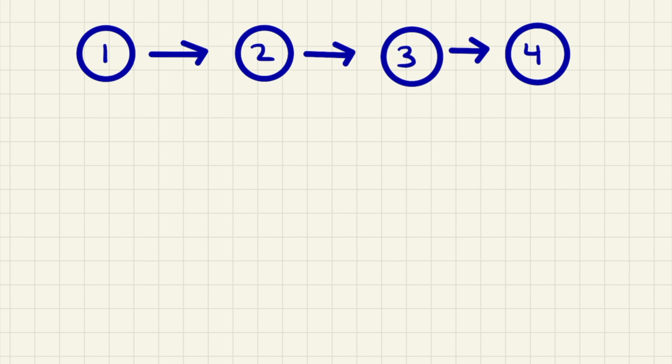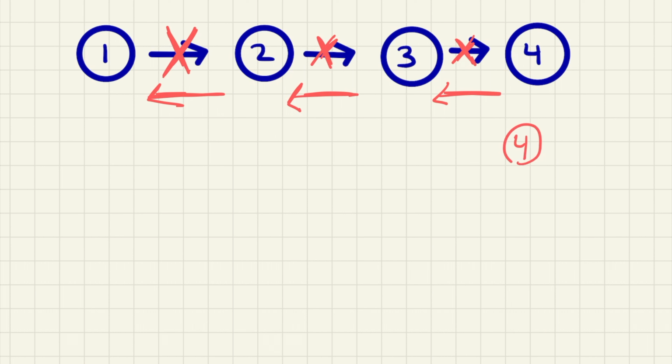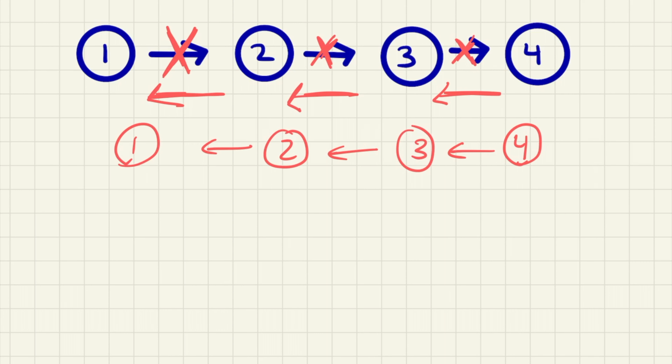Okay, so our objective is to basically break this connection and reverse my pointer at every single node. So then my linked list would look something like this. And the way we're going to do this is by a very common approach, and it's called two pointers.